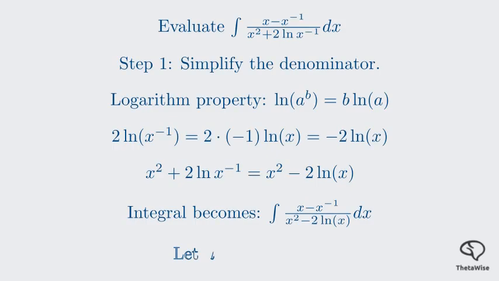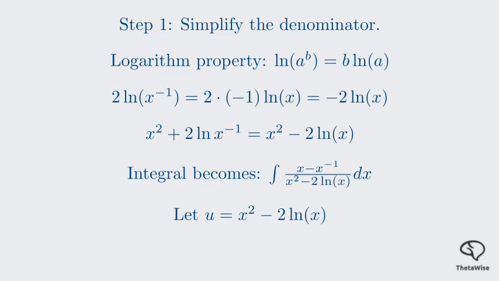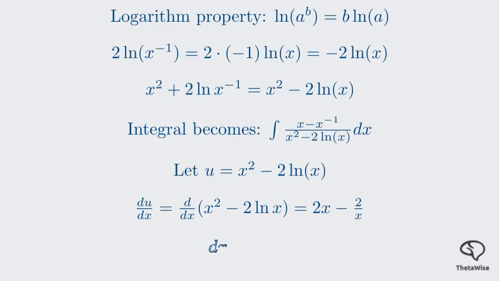Let's choose u to be the simplified denominator. x squared minus 2 ln x. Now we find its derivative. The derivative of x squared is 2x. The derivative of 2 ln x is 2 times 1 over x, or 2 over x. So, du over dx is 2x minus 2 over x. Rearranging for dx, we get dx equals du over the quantity 2x minus 2 over x. Step 2, substitute into the integral.